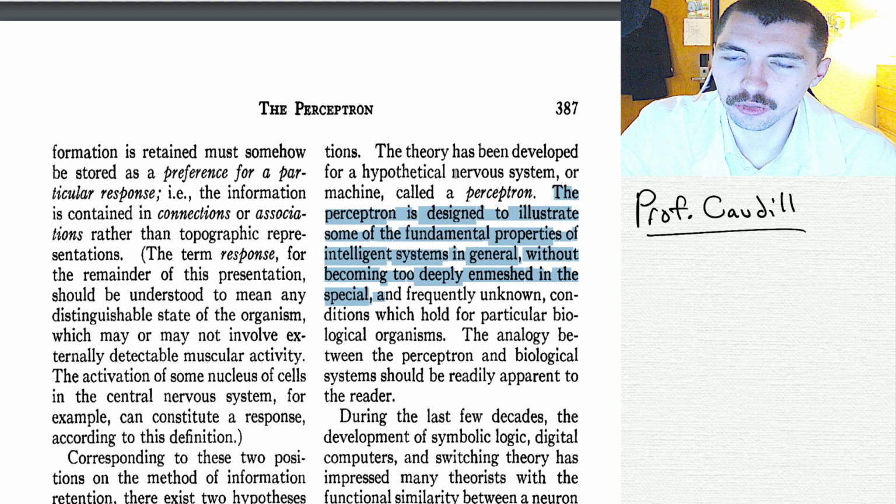So he's equating the nervous system, the biological neural net, with a machine. He's making an analogy, or he's making a hypothetical claim that they're equivalent systems. The artificial and the biological are equivalent, and he's saying this equivalence is called a perceptron. Perceptron is designed to illustrate some of the fundamental properties of intelligent systems in general.